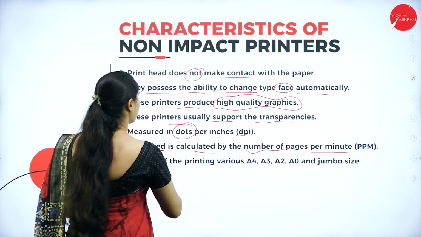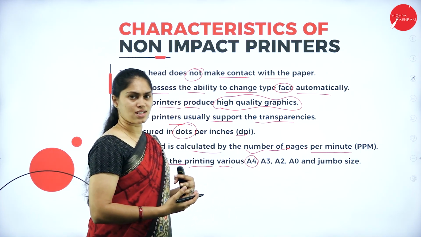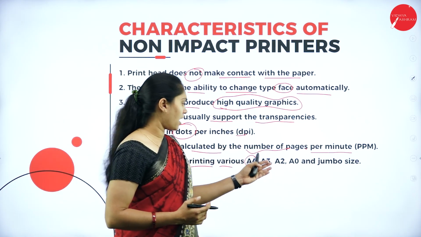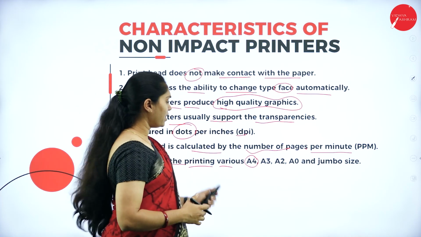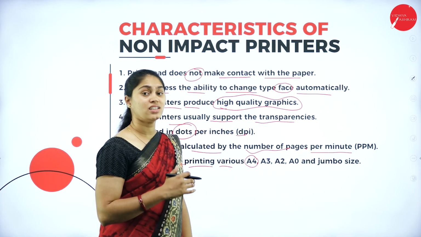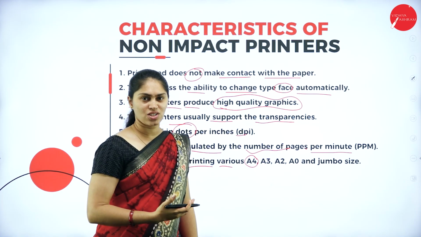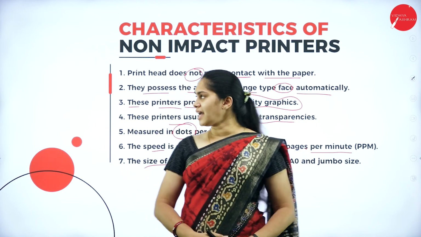And also the size of printing will vary from one size to another. That can be A4 sheet, A3, A2, A1, A0 and also jumbo size. On all these sizes, this non-impact printer has the ability to print different colors, different images with different sizes as well as fonts too. So these are the characteristics.